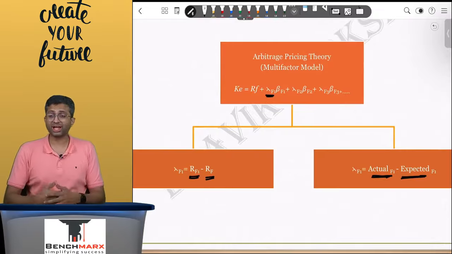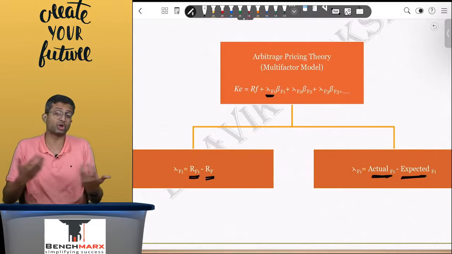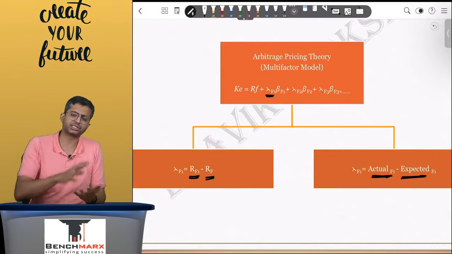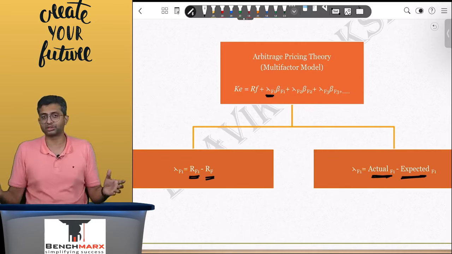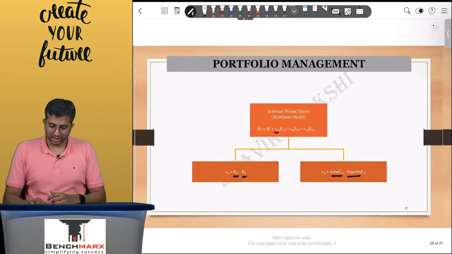You can also be asked to calculate portfolio beta over here, but remember, if there are 3 factors, for example, there will be 3 separate portfolio betas. Earlier you had a single portfolio beta because you had a single factor, single beta against the market. But here, if you have 3 factors, then there will be 3 different portfolio betas. Okay.